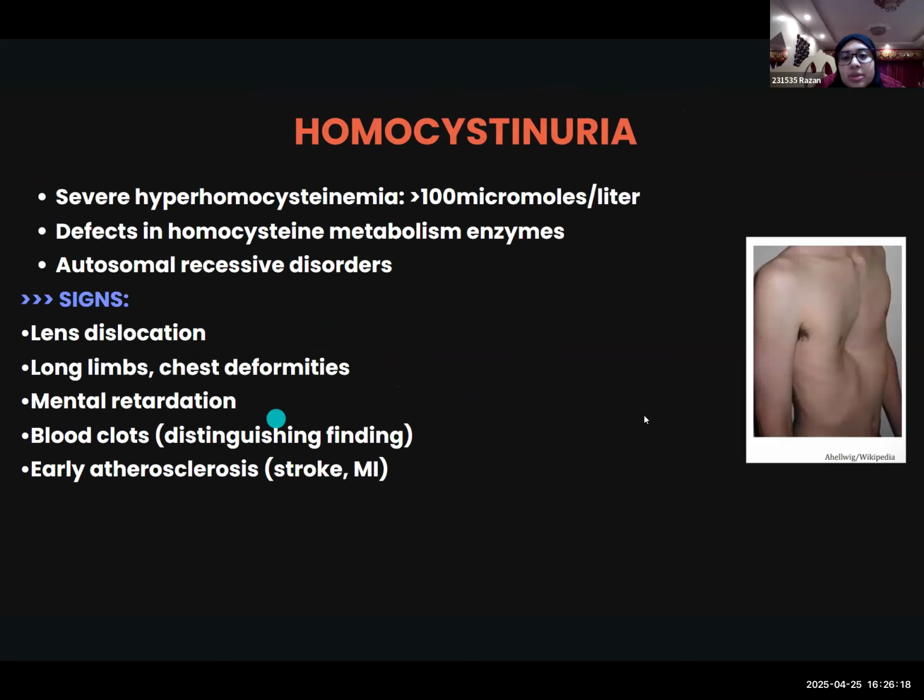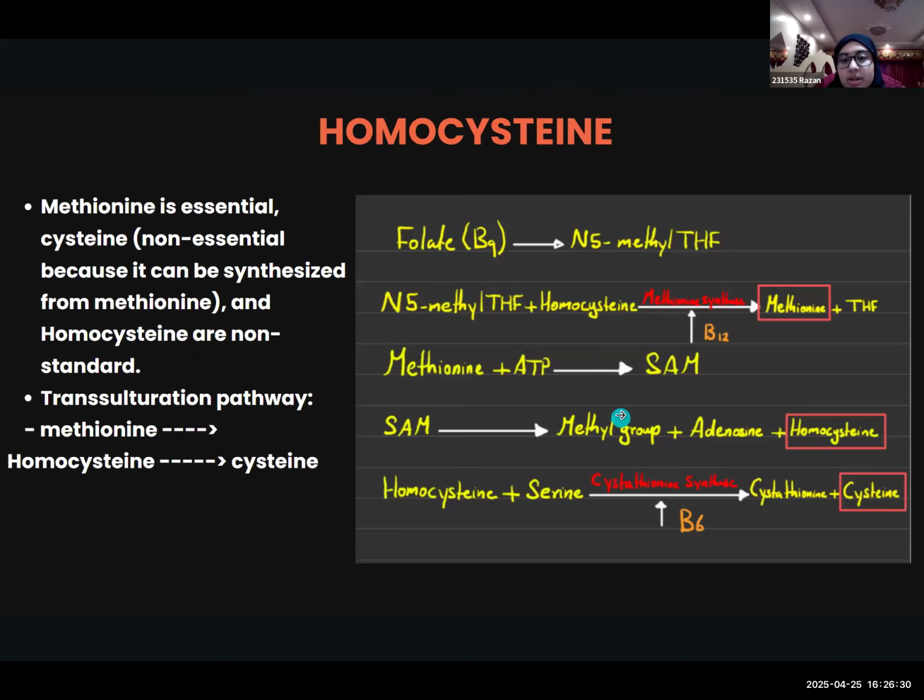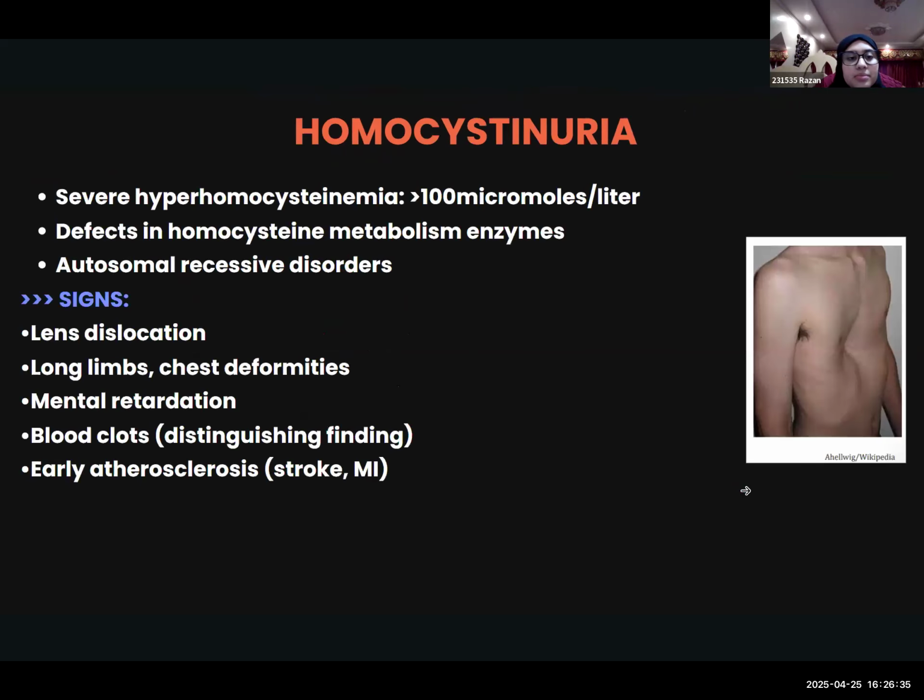Then here, the homocystinuria, the disorder itself. It's due to a defect in homocysteine metabolism, a defect in the enzyme cystathionine synthase. The patient would present with lens dislocation, long limbs and chest deformity, as you can see here in this diagram. Also mental retardation, blood clots, and early atherosclerosis.